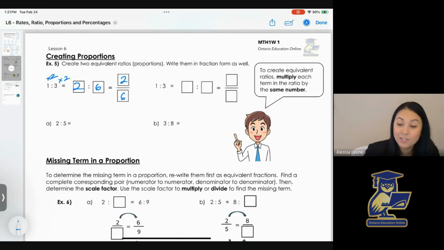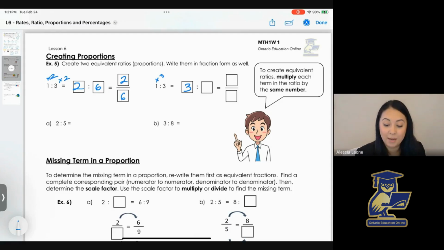Now it's asking us to just do it again. Choose a new number. Okay, let's choose the number 3. 1 times 3 is 3. 3 times 3 is 9. Putting that in fraction form, 3 over 9. So we just created equal proportions.